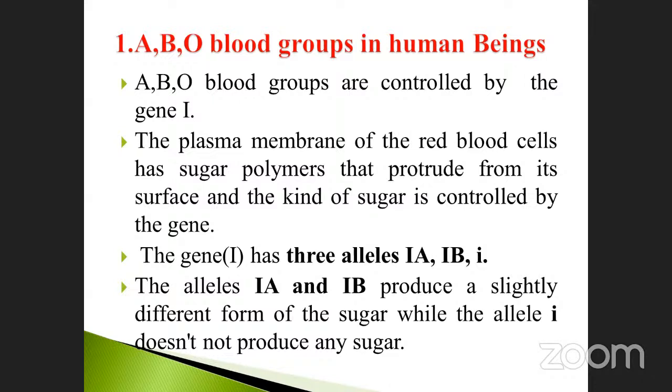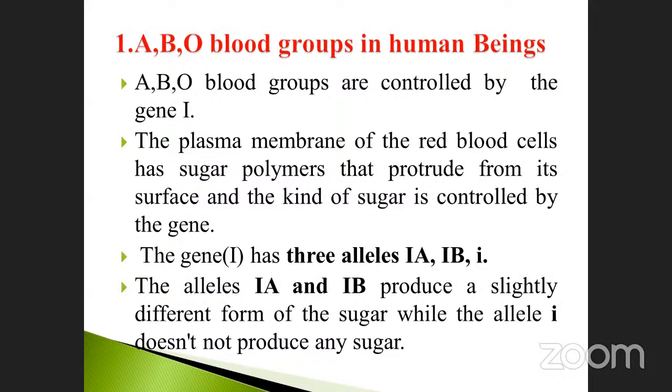Okay, good. Listen here. The gene I is there, but different alleles present in a single locus are called multiple alleles. See here, what are the types of alleles present here? Many times this question was asked. This is very, very important, my dear students. The plasma membrane of the red blood cell, RBC, has sugar polymers that protrude from its surface, and the kind of sugar is controlled by the gene called I.